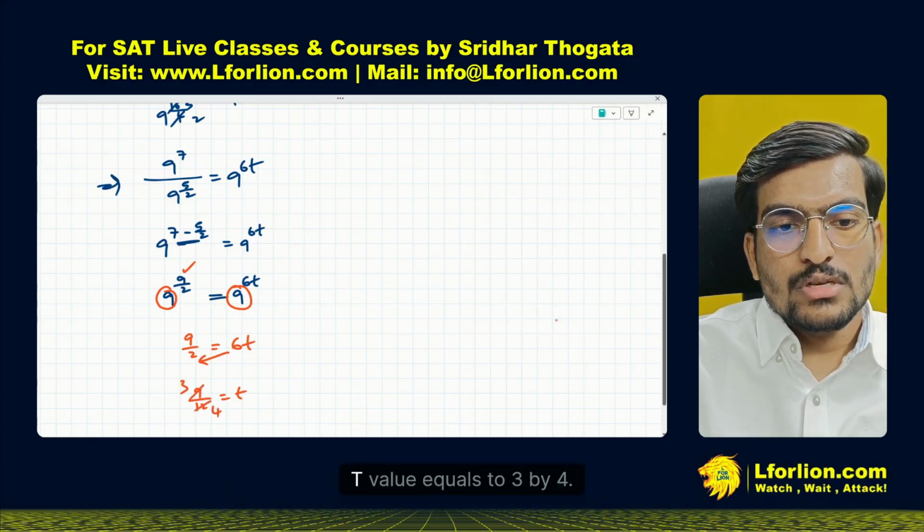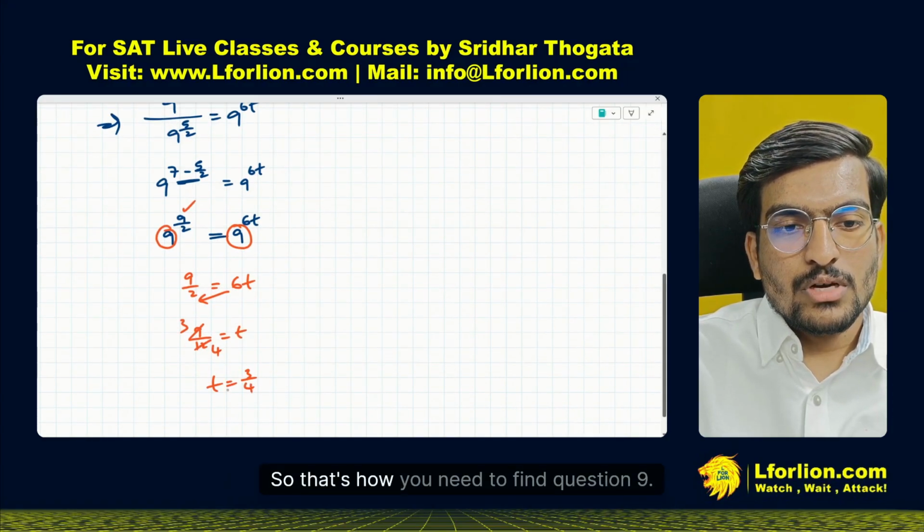3 by 4 threes, t value equals 3 by 4. So that's how you need to find it.